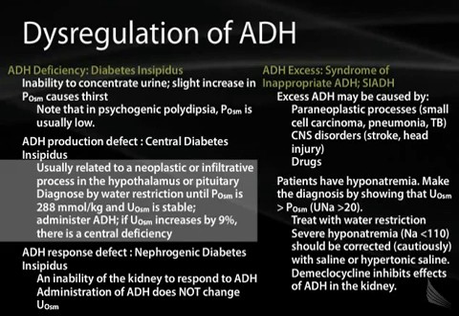Some common reasons for this type of defect could be brain trauma, craniopharyngioma, which is a tumor, or an infiltration. So anything that damages the posterior pituitary could ultimately lead to a production defect.